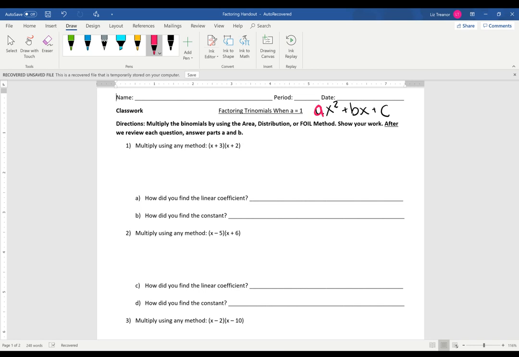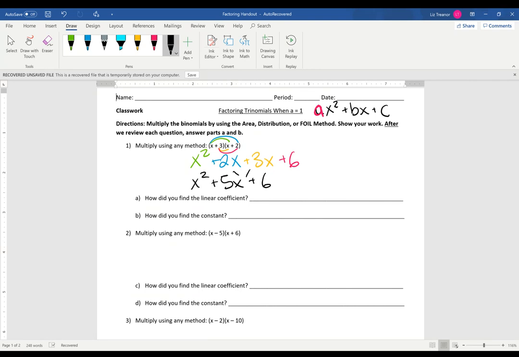Okay, so first, to help us with factoring trinomials, we're going to start with multiplying. Using any of the methods, area, distributive, or FOIL, I want you to do number 1. Multiply these two binomials using any method. Okay, now let's do it together. You get x times x is x squared. X times 2 is 2x. 3 times x is 3x. And 3 times 2 is 6. Make sure you combine like terms, and you get x squared plus 5x plus 6.